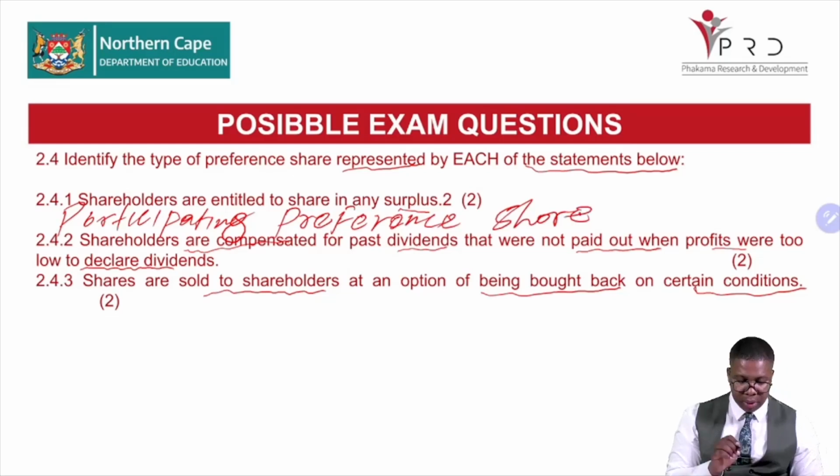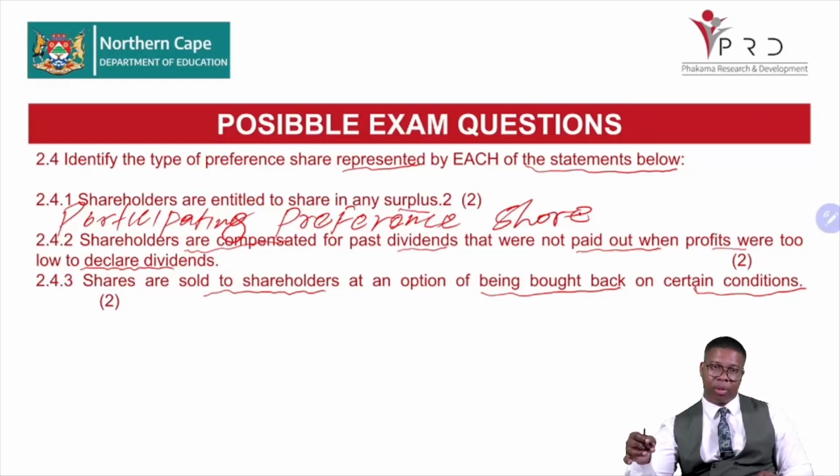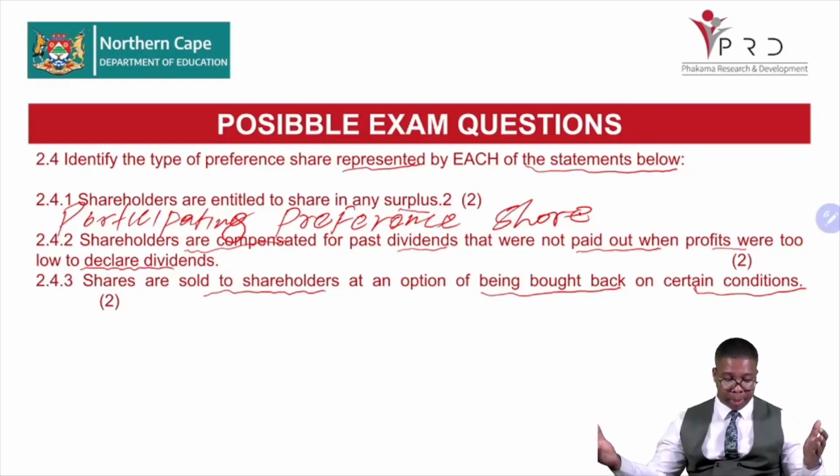Why? Because with participating, the shareholders here are allowed to share in extra profit that the business or the company has made, should company profits be too big.